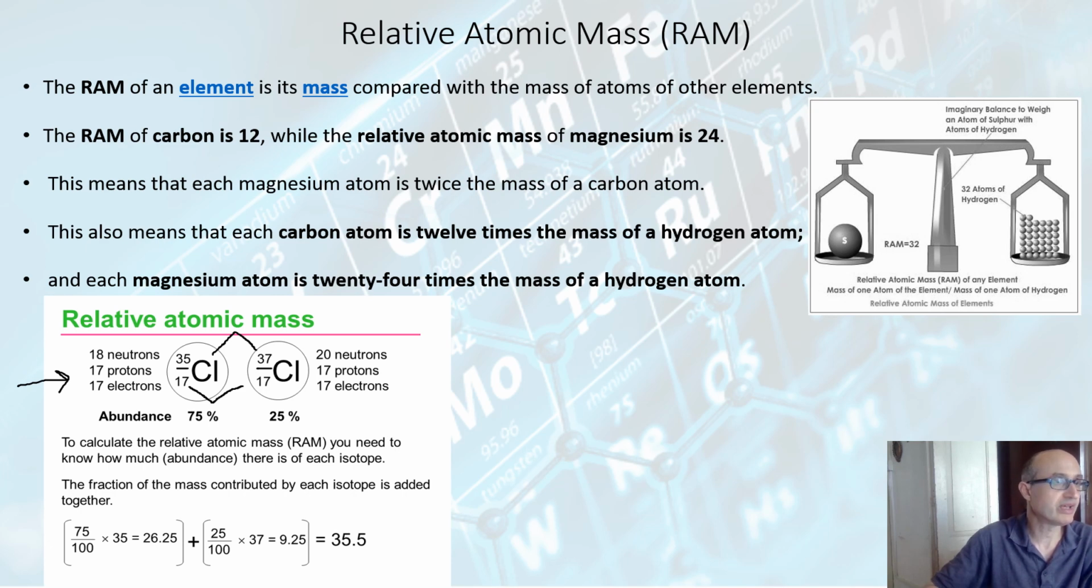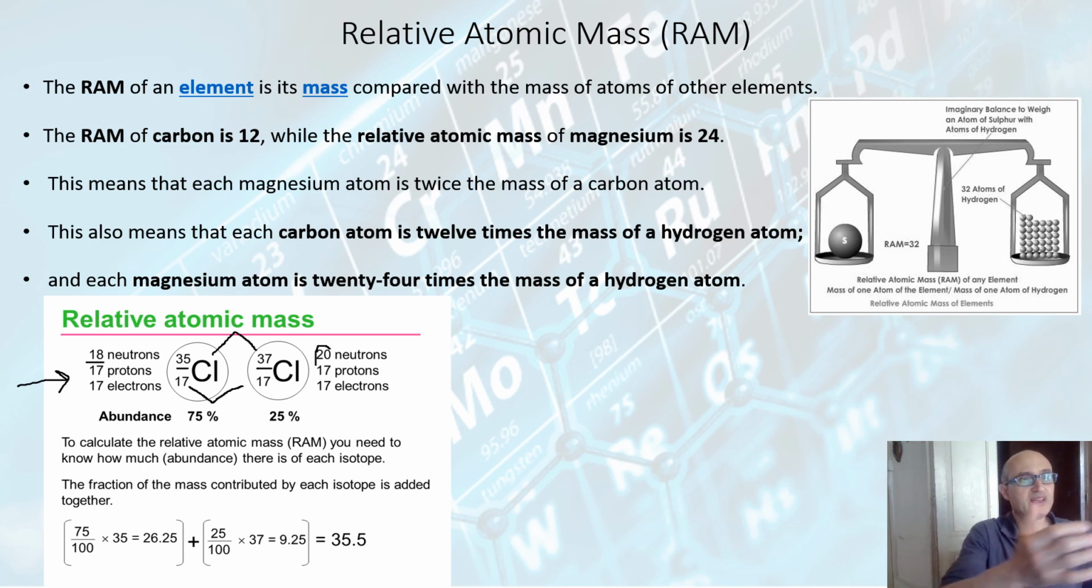Chlorine 37 has an extra 2 neutrons, so there are 20 neutrons in chlorine 37, and there are only 18 neutrons in chlorine 35. Now, it so happens that in nature, most of the chlorine is chlorine 35, 75%, and only 25% is chlorine 37.